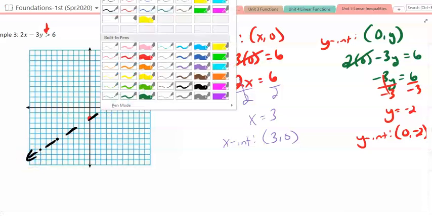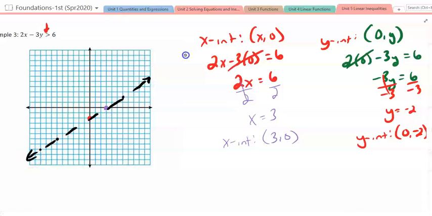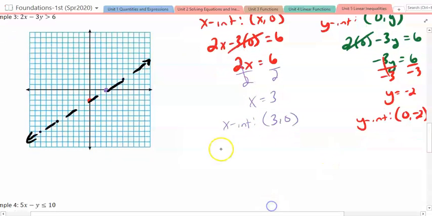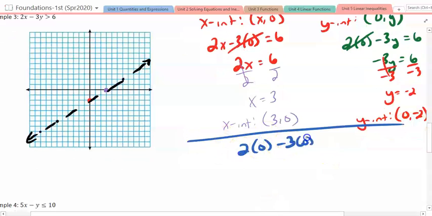Again, we'll test an ordered pair. And our best ordered pair is which one? That's right, (0, 0). And so I'm going to plug in 2 times the 0 minus 3 times the 0. Is that greater than 6? That's 0. Is 0 greater than 6? No, 0 is not greater than 6.